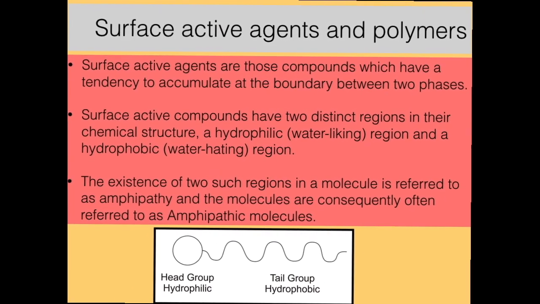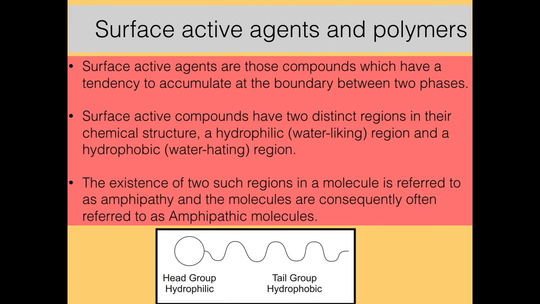Now first is surface active agents and polymers. Surface active agents are those compounds which have a tendency to accumulate at the boundary between two phases. As these substances perform their activity on surfaces, that's why they are called surface active agents, or shortly we call them surfactants. Their adsorption at the various interfaces between solids, liquids and gases results in changes in the nature of the interface, which are of considerable importance in pharmacy.